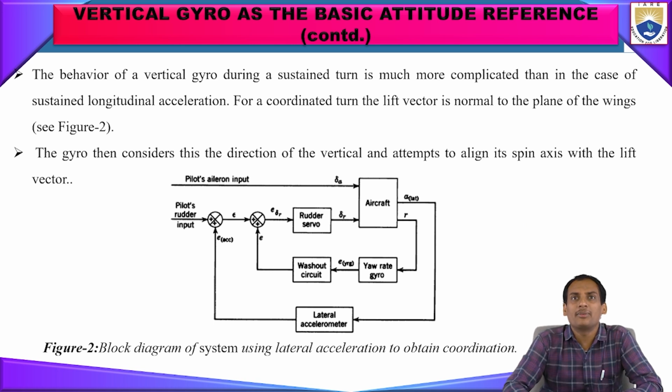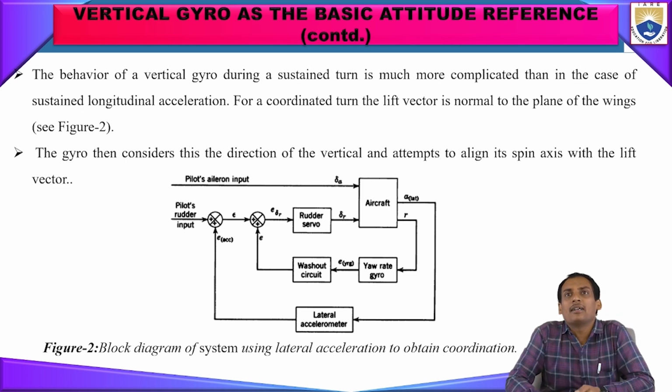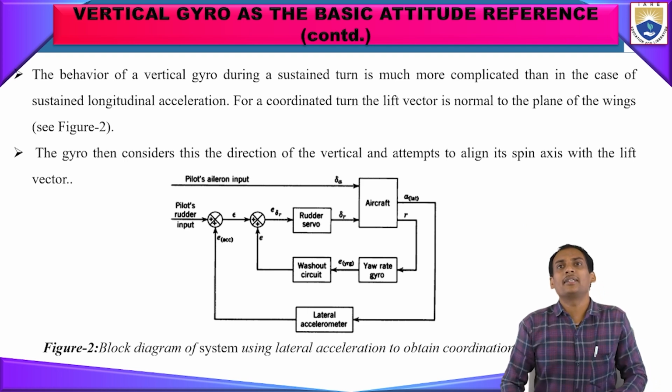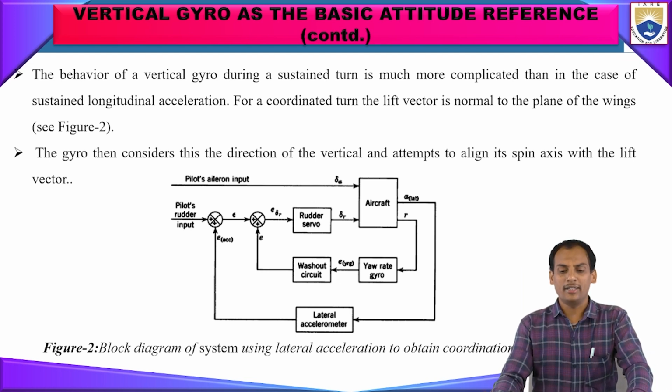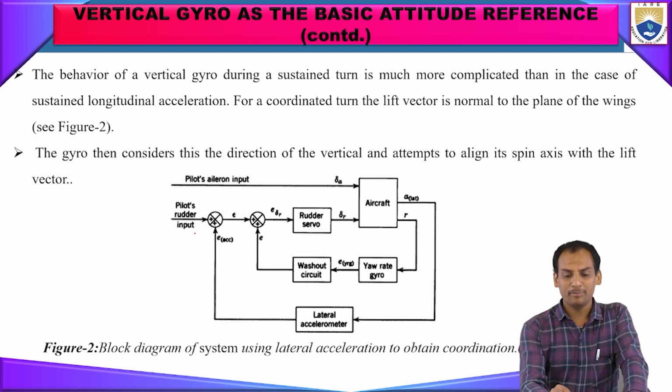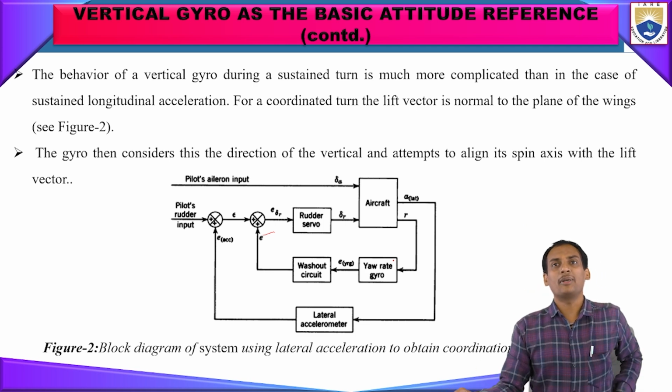The behavior of the vertical gyro during a sustained turn is much more complicated than in the case of sustained longitudinal acceleration. For a coordinated turn, the lift vector is normal to the plane of the wings. If you see in figure 2, that is how this gyro autopilot system is designed. Here you see the pilot rudder input. Suppose the rudder input is given, there is a summing amplifier. After that summing amplifier, there is a rudder servo, a washout circuit and a rate gyro. You see this in the autopilot design.